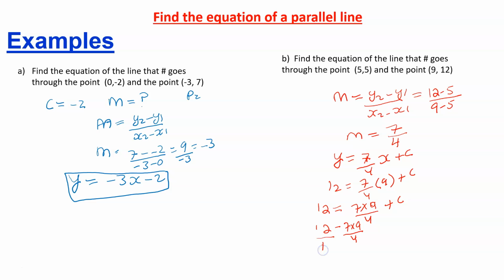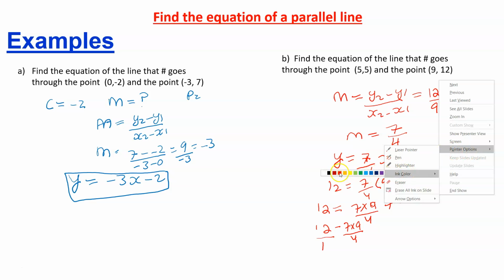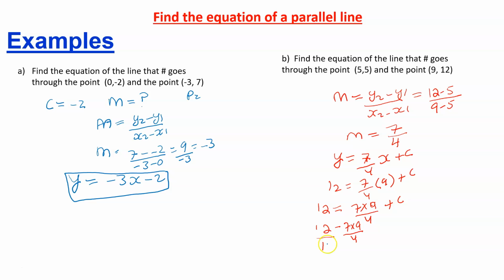Here we got 1, so we need to make the denominators the same. Making denominators the same means we need to times here 4, and we need to times here 4. Okay, so 4 at the top, 4 at the bottom. 4 at the top gives you 8, and 4 at the bottom, 4 times 1 is just 4. Okay, so at the top we got 8, take away 63, divided by 4, plus your c. That gives you minus 55, divided by 4 is your c.